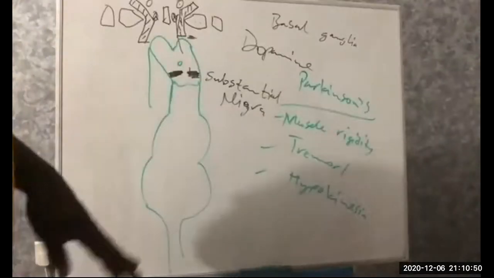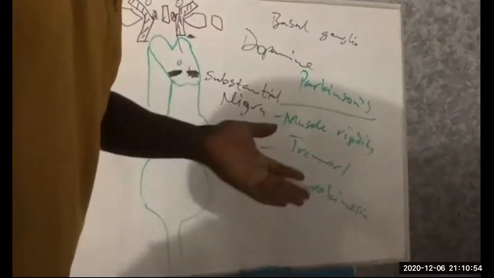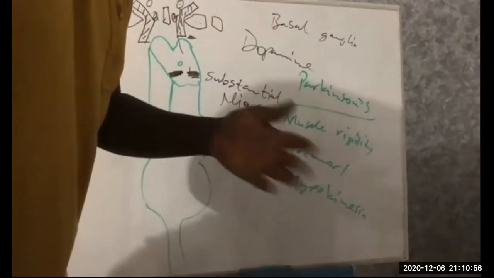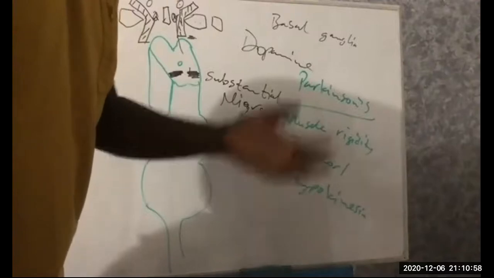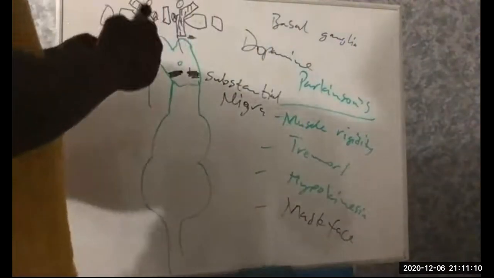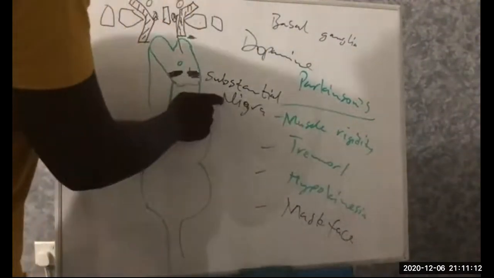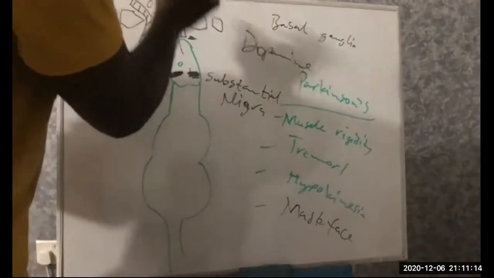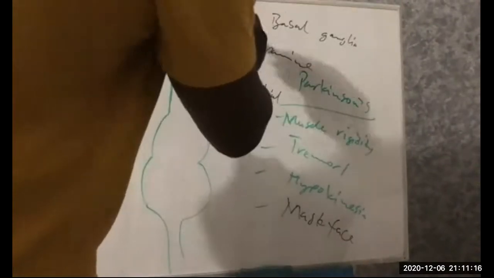If you see a patient, they usually have a masked face. When they are smiling, you don't know whether they are angry, you don't know. It's like they are wearing a mask. They have a masked face because of that rigidity. And why are they having this condition? Because the dopamine that is supposed to move from the substantia nigra into the basal ganglia is not there.